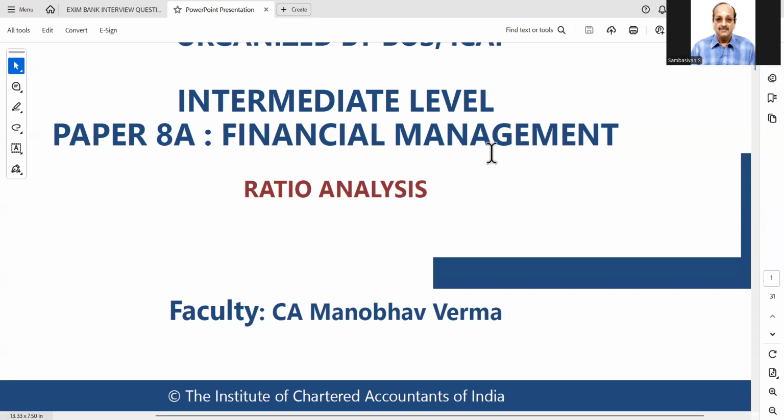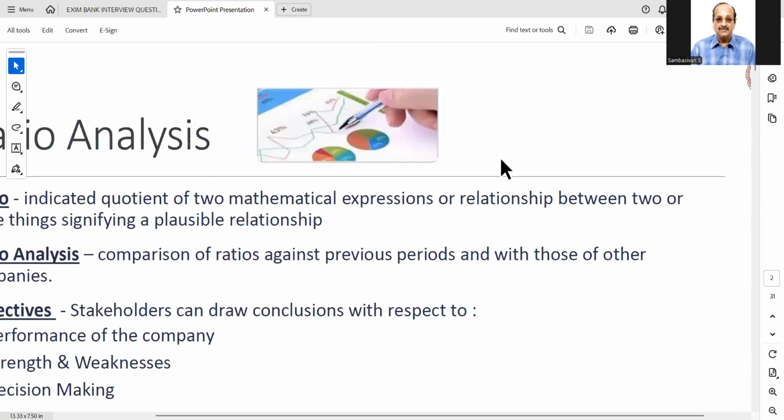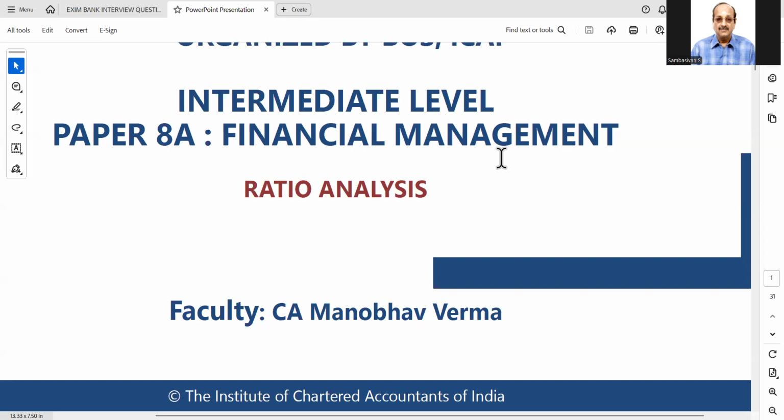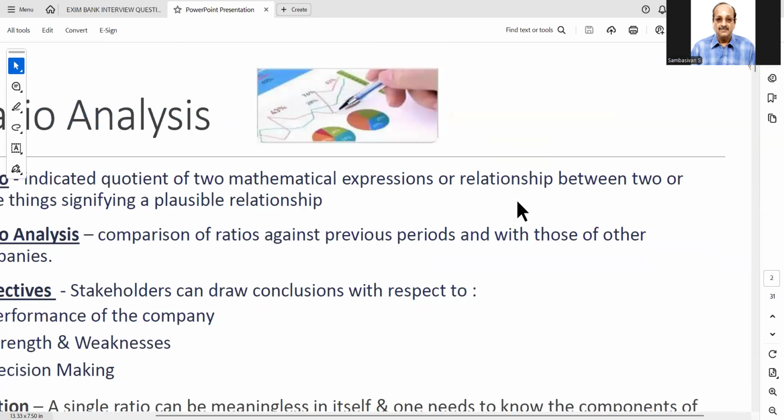We must have seen a lot of ratio analysis notes, but this has been presented by the Institute of Chartered Accountants. So I think it will be more useful for us. Now let us go through this.